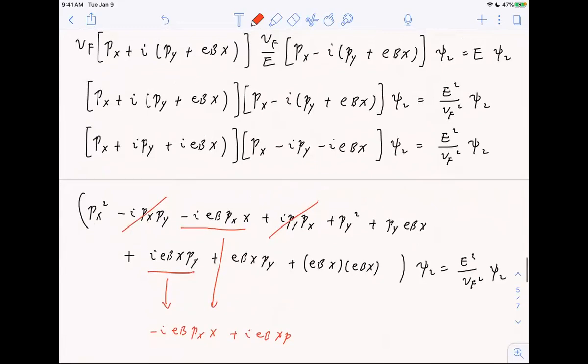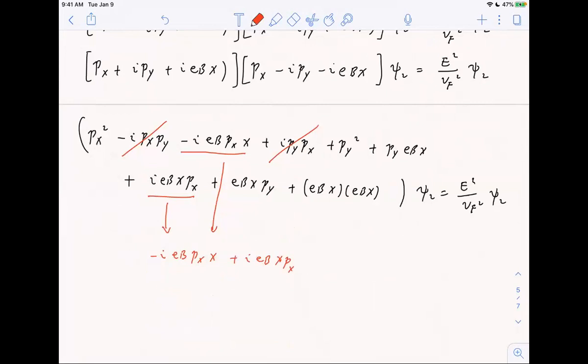Let me see. Did I make a mistake anywhere? Sorry, this is x. Yeah, this is x. This term times this term, this is p_x. So if you take i e b out, then it will be x p_x minus p_x x.